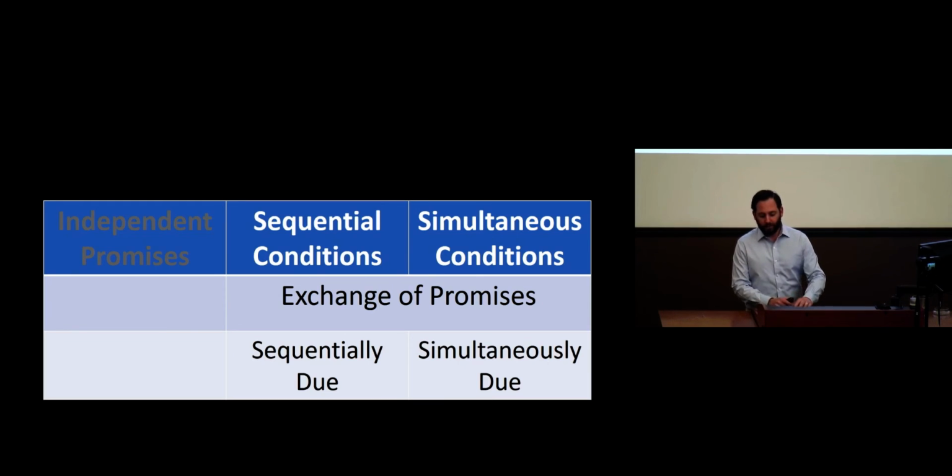If the sequential condition has not been performed, or if the simultaneous condition is not ready to be performed, then the other party's duty to perform is not yet due. But if the conditions are substantially performed, even if they are not completely performed, and the other party does not perform, then the other party is instead in breach.